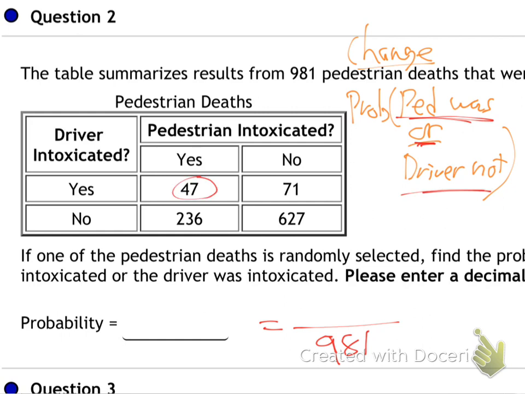Let's go through it. These 47, what do we know about those? Everybody's drunk. So pedestrian was drunk. So we would count them, huh? They fit the category. Right, you're good with the or condition.